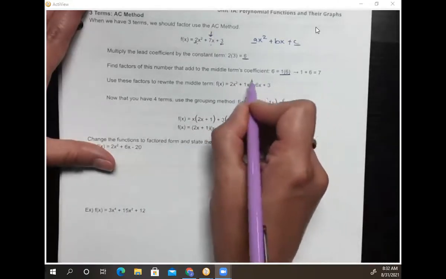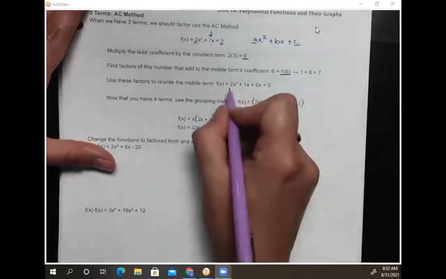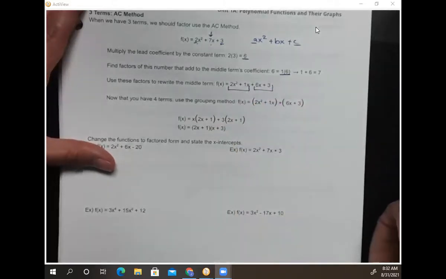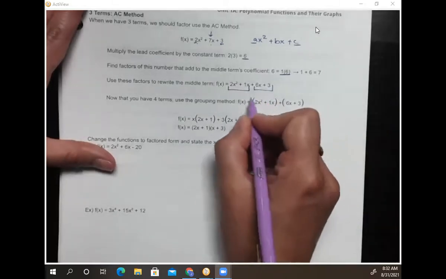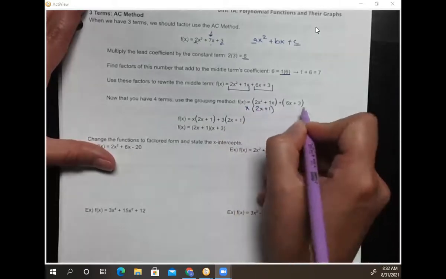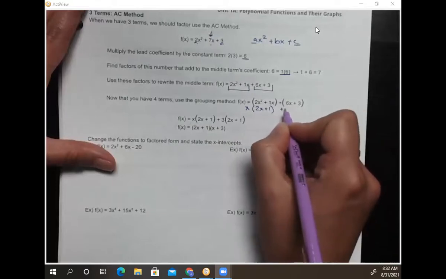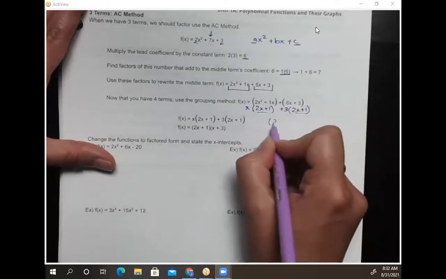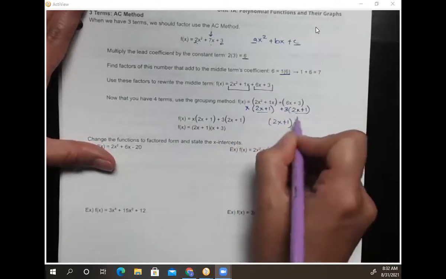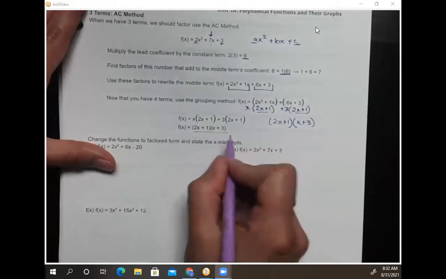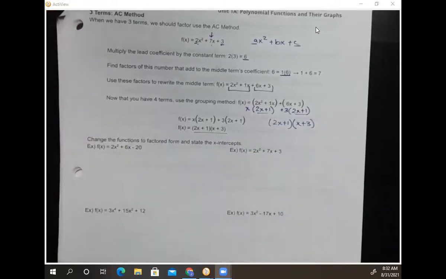So now I have a four-term polynomial, and we can factor this by grouping. I've got one group here at the front, one group here at the back, and we're going to factor this the same way we factored our four-term polynomials on page 26. So we'll look for the GCF of each group. For this first group, our GCF is x. That would leave me with 2x plus 1. For the second group, my GCF would be positive 3. That would leave me with 2x plus 1. Now that stuff in parentheses is the same, so that's my GCF for the entire polynomial. And when I pull that out, I'm left with x plus 3, is what we have here.